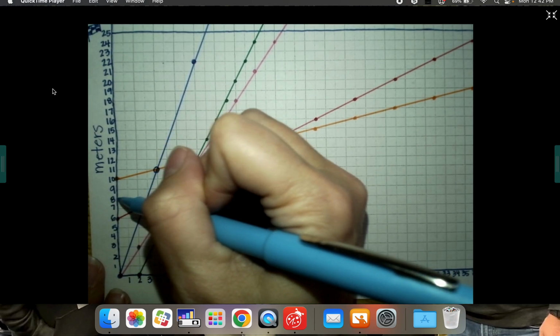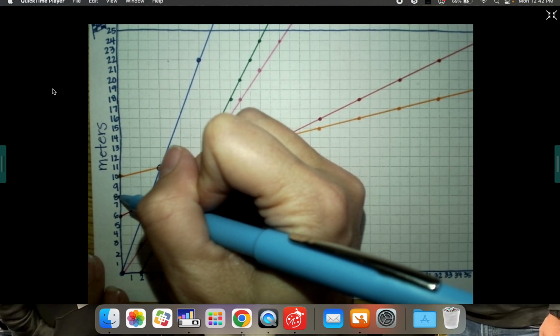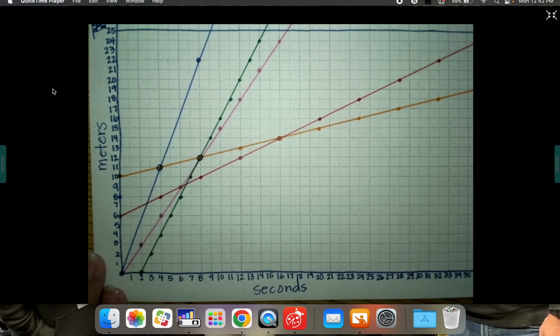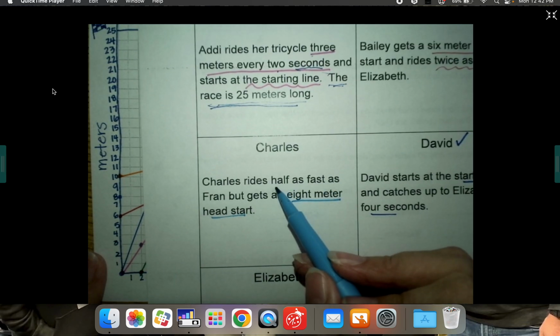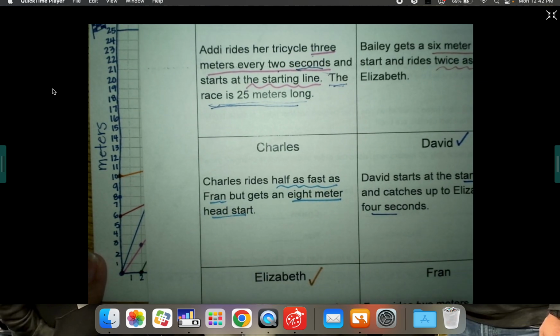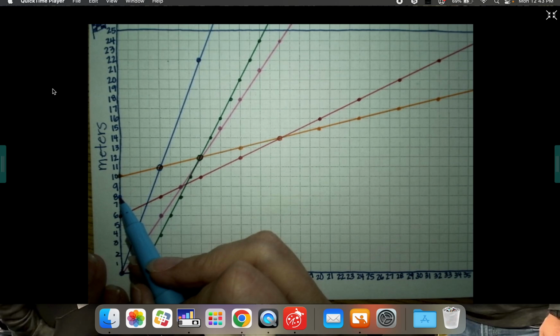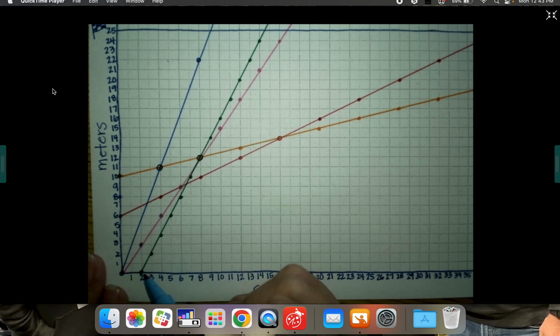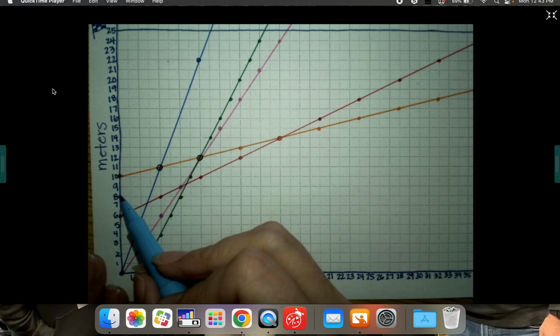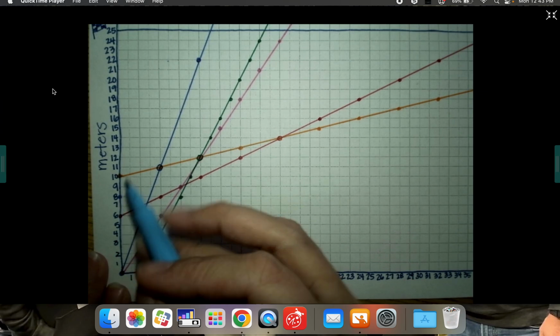8 meters, exactly. So I'm going to put my first dot up 8 meters. He's going to get to start there, cheater. And then let's talk about what half as fast as Fran means. What was Fran's rate? Up 2 per 1 second. So if he's slower, in the same 2 seconds, she went 2 meters. How much is he going to only be able to go? 1. Very good.